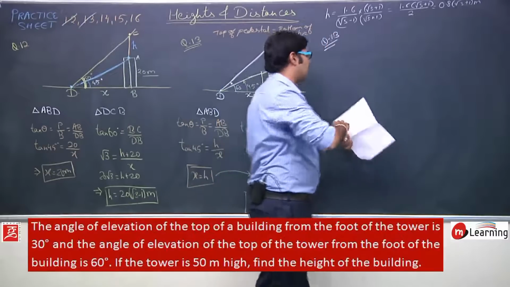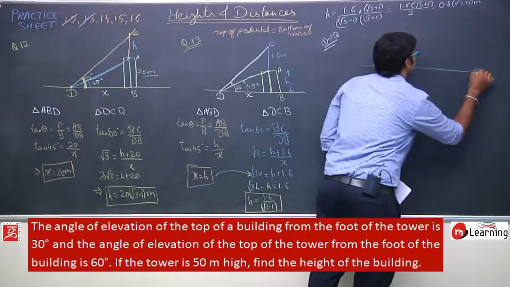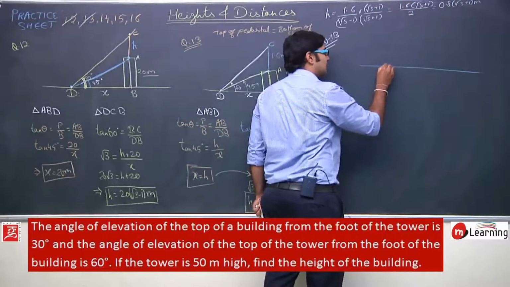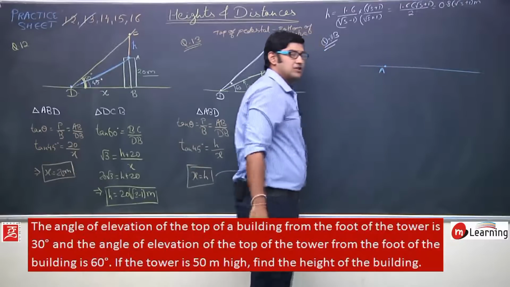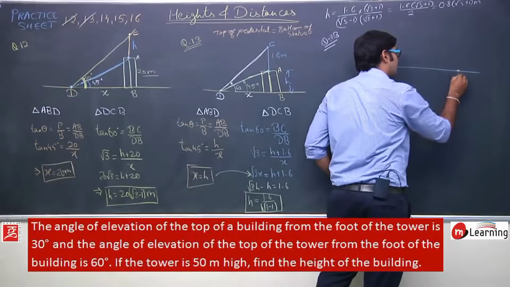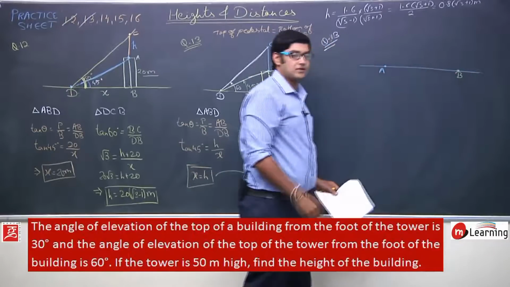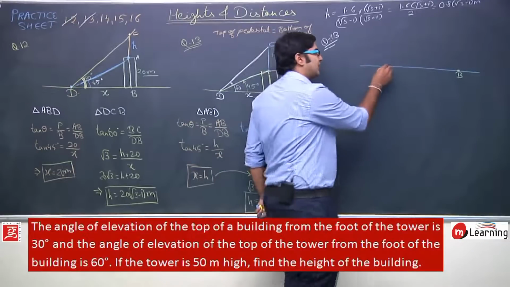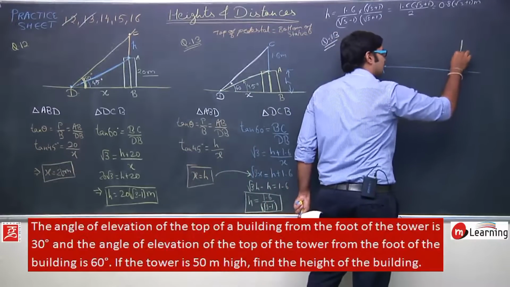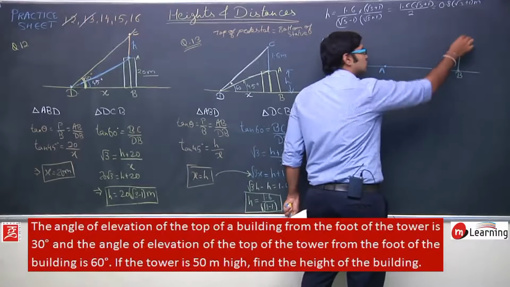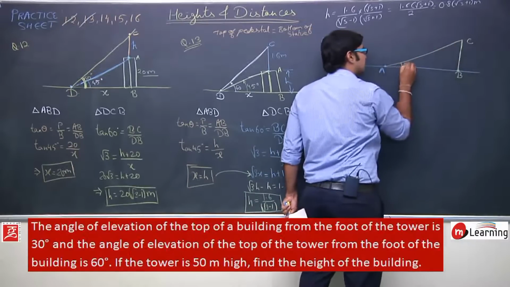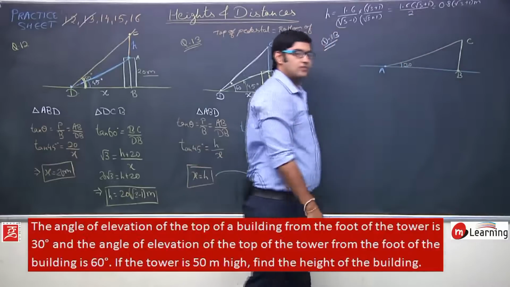So first we will draw a ground level. This is a ground level. Let us say at this point A there is a tower, and at this point B there is a building. If I am standing here and observing the building, let us say BC is the building, and this is its height. To observe this building, I need to move my head 30 degrees up. So this angle is given as 30 degrees.